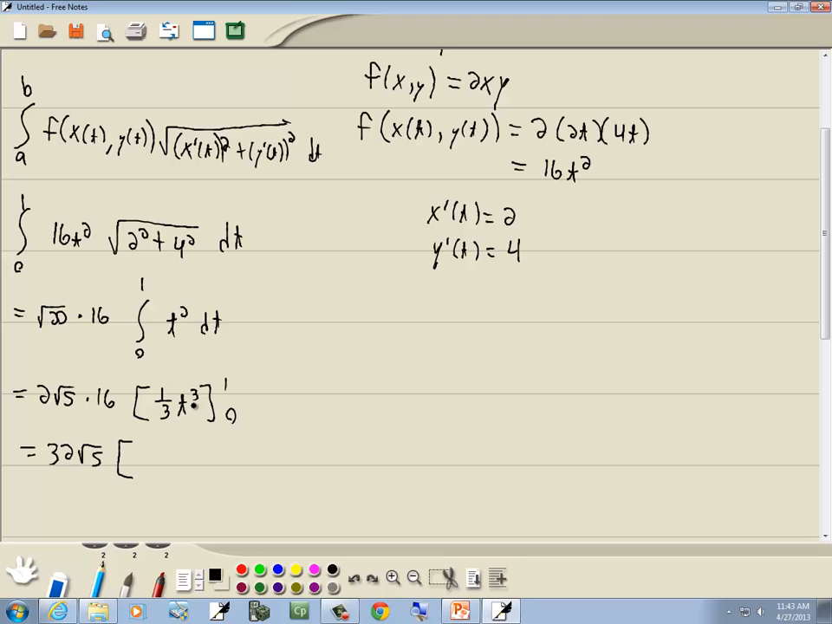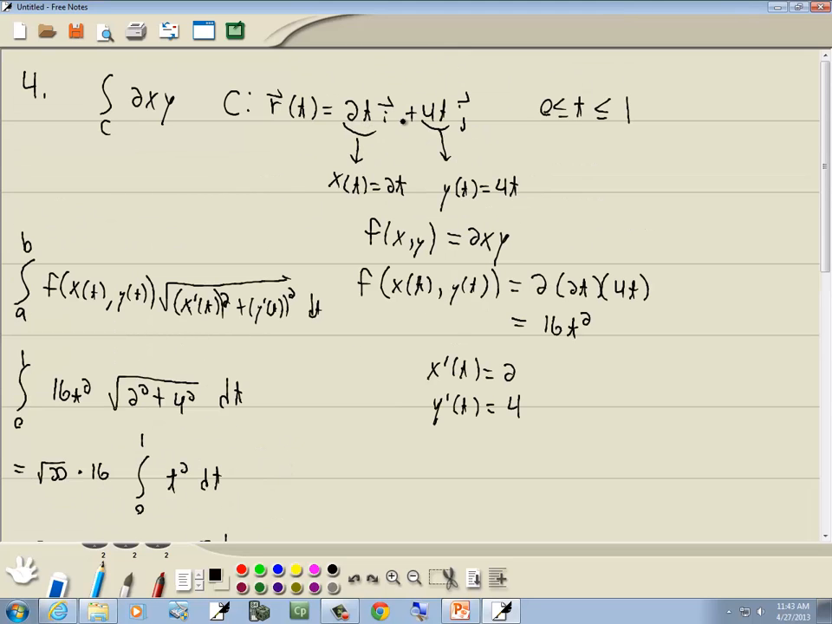And if we plug these values in, we got 1/3 times 1 to the third minus 1/3 times 0 to the third. Well, 0 to the third drops away, so we got 1 to the third, which is 1, times 1/3. So that gives us 32 square root of 5 over 3. And that's our answer. Again, fairly straightforward if they go ahead and give you r of t. Let me go ahead and save that.